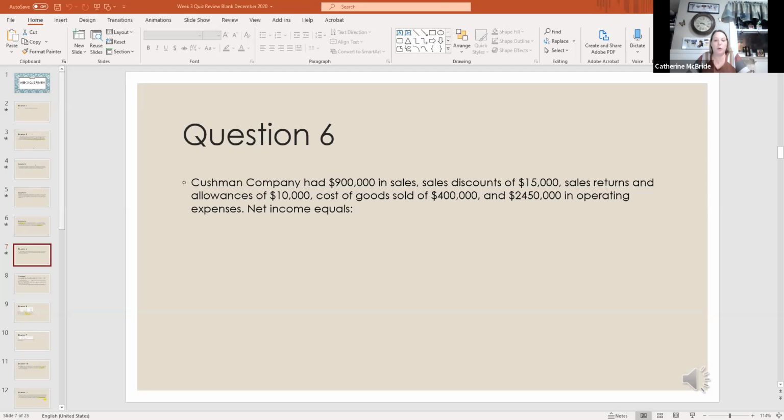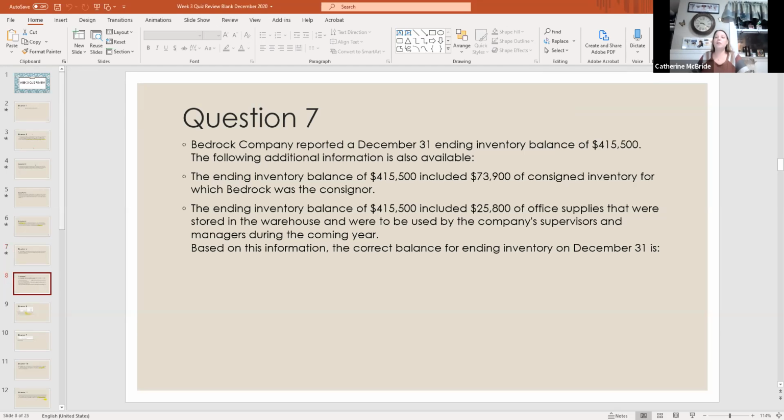Okay, now we're going to look at what's wrong and reconcile it. There's something really weird about this question. What we want is the correct balance for ending inventory. So Bedrock Company reported a December 31st ending inventory balance of $415,500. So we're going to start with that, and then we're going to figure out what we need to fix.